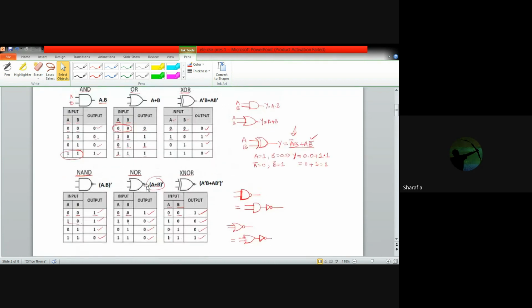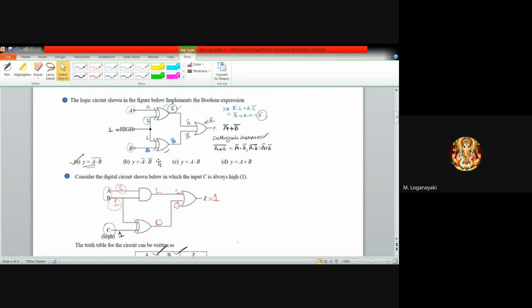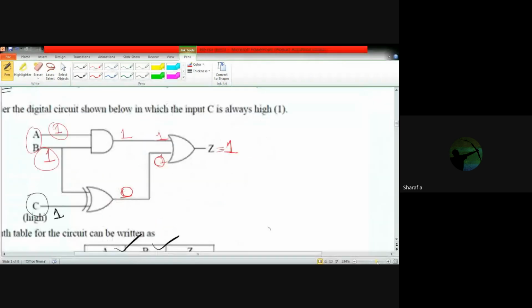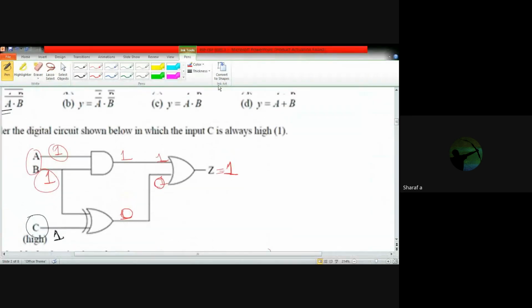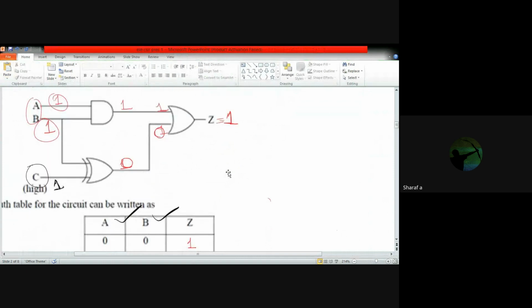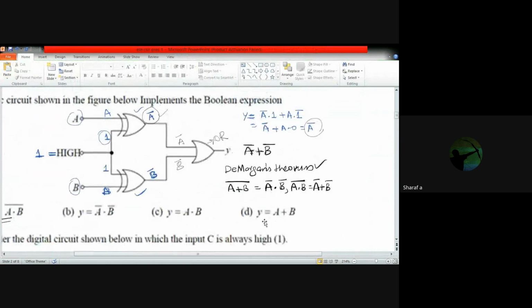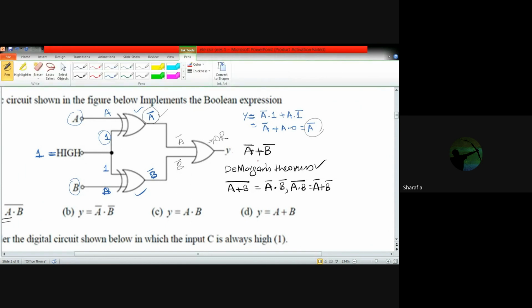Answer is A. Because A bar plus B bar, when you take the whole bar, it will come A dot B, no? In case of De Morgan's theorem, I will just explain that. I should have done that first. Anyway, in the first problem you have this De Morgan's theorem. That is, if you are taking A plus B all bar, then that is A bar dot B bar. A bar dot B bar.